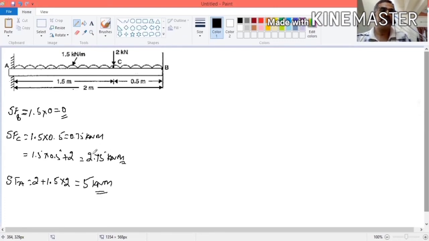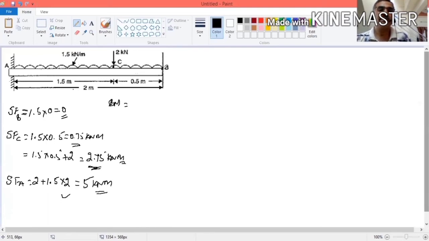Now, if you want to draw the shear force diagram, from this point to here it is 0. At this point it is varying from 0 to 0.75, and you have to draw it linearly because it is a uniformly distributed load. Then a sudden change will be there up to 2.75. Then from 2.75 to here it is 5, so you have to draw linearly. That you will see, we have the diagram. Let us see. Then you will get the bending moment.